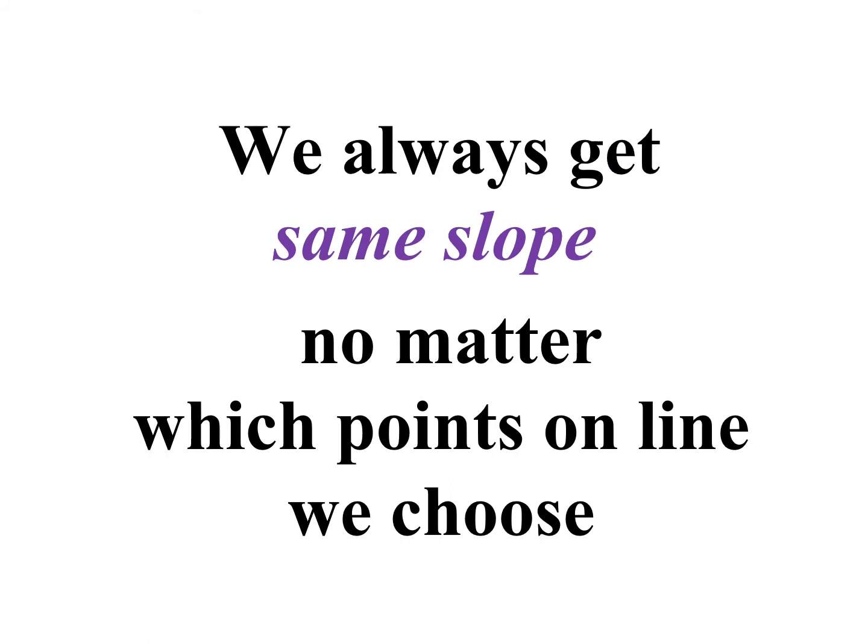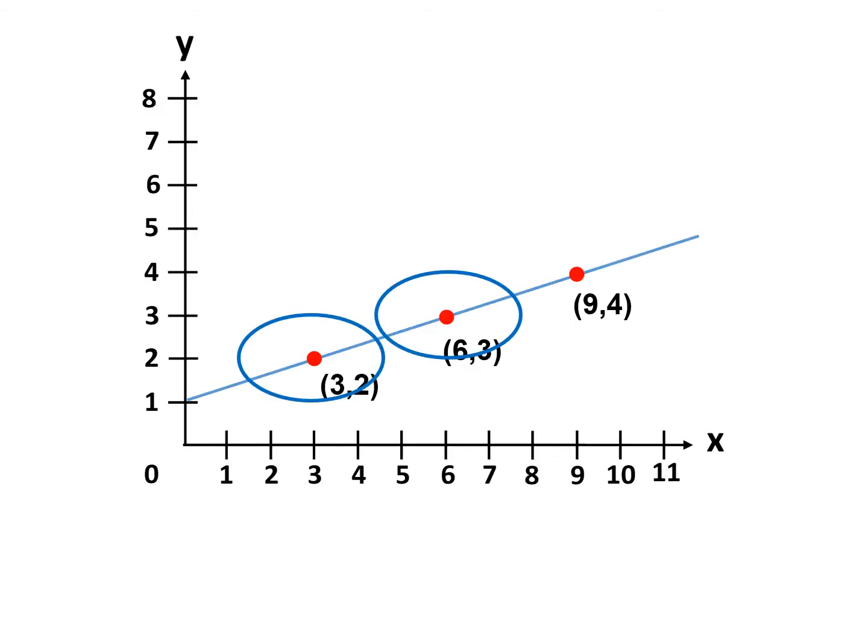We will always get the same slope no matter which points on the line we choose. We just calculated the slope between these 2 points. But suppose we had chosen these 2 points instead. That is, suppose the ant traveled from the point on the left, (3, 2), to the point on the far right, (9, 4). Here's the rise and the run if the ant traveled between these 2 points.